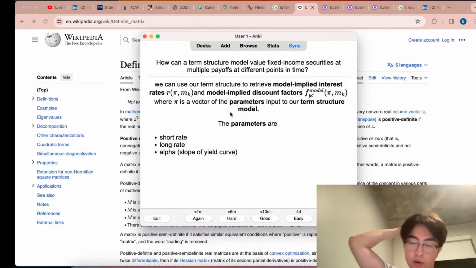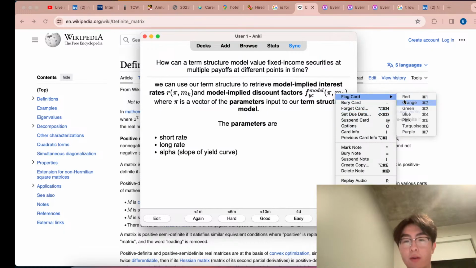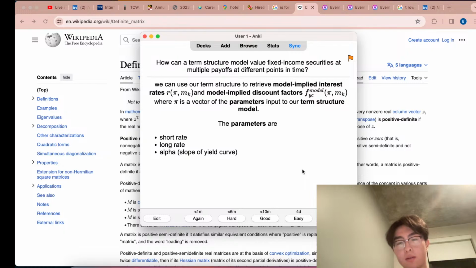Long rate, alpha. Oh, okay. So I think this is describing one of the ways Pete ended up making the term structure model. He had some code in Python, and there was a function that he created that took in 3 parameters: the short rate, so the short-term interest rate, the long rate, the long-term interest rate, and then alpha, which I think is how long the short rates would take to get to the long rate. Another way of saying this is the slope of the yield curve. So that's interesting.